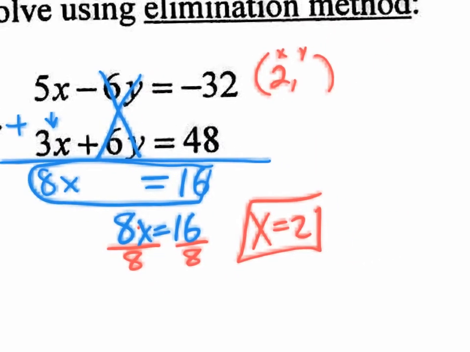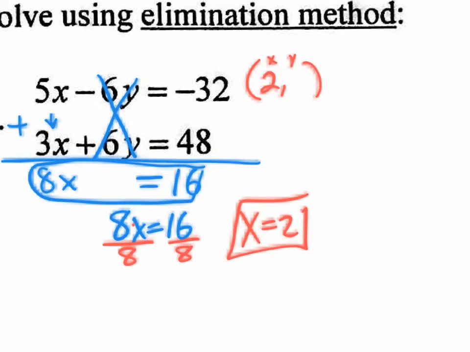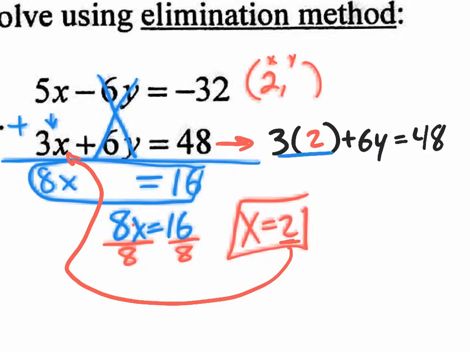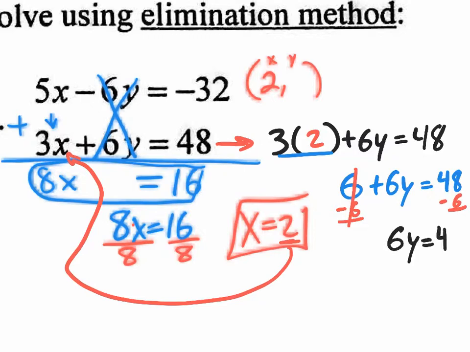So let me make some space and show my work. So the 2 is going to go right into that x right there. And I'm going to have 3 times x, which is going to be 3 times 2. And of course we have the plus 6y equals 48. Let's solve this equation. 3 times 2, that's really 6, plus 6y equals 48. Let's subtract 6 on both sides. We will have 6y equals 42.